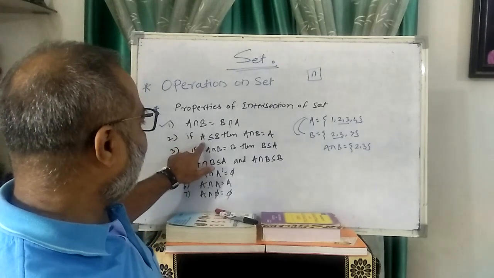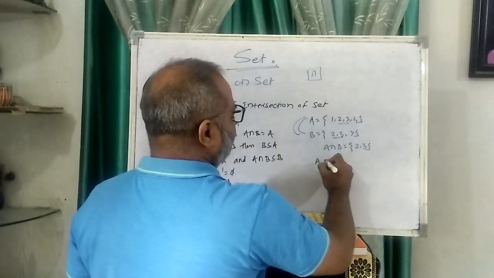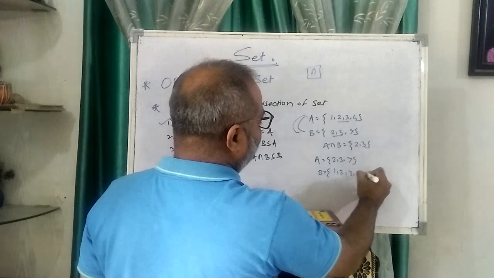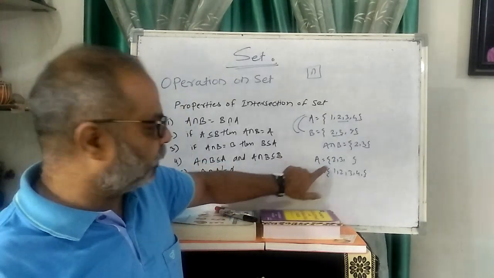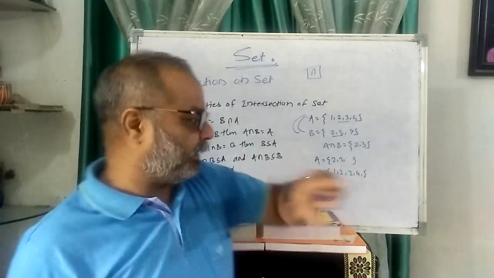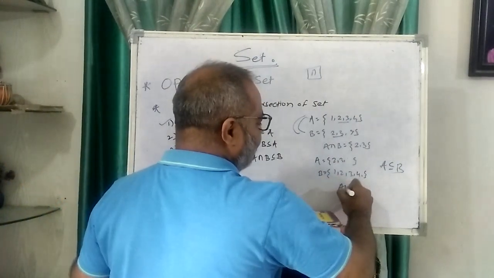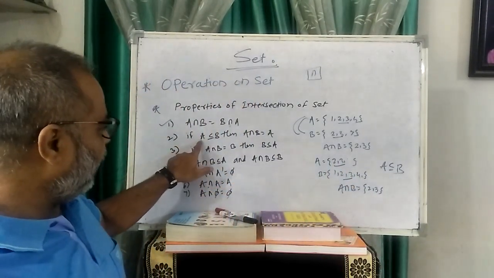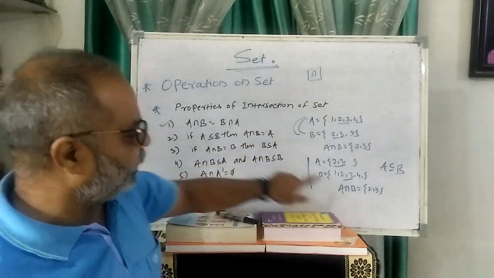Next, if A is a subset of B, then A intersection B is A. Let me take a small problem. A is 2, 3, 7 and B is 1, 2, 3, 4, 2, 3. A is a subset of B. In our previous video we learned about subsets: if every element of a set is present in another set, it is called a subset. So A is a subset of B here. Now we find the intersection, A intersection B, which is 2, 3. So the property says, if A is a subset of B, then A intersection B is A.